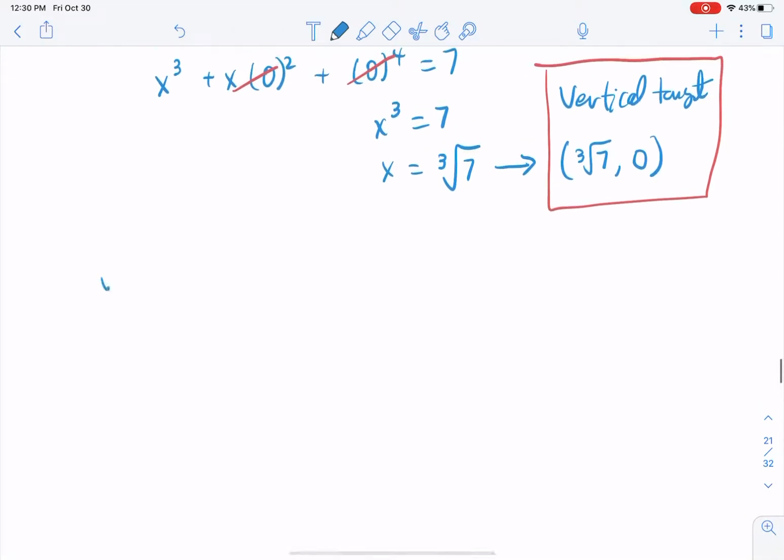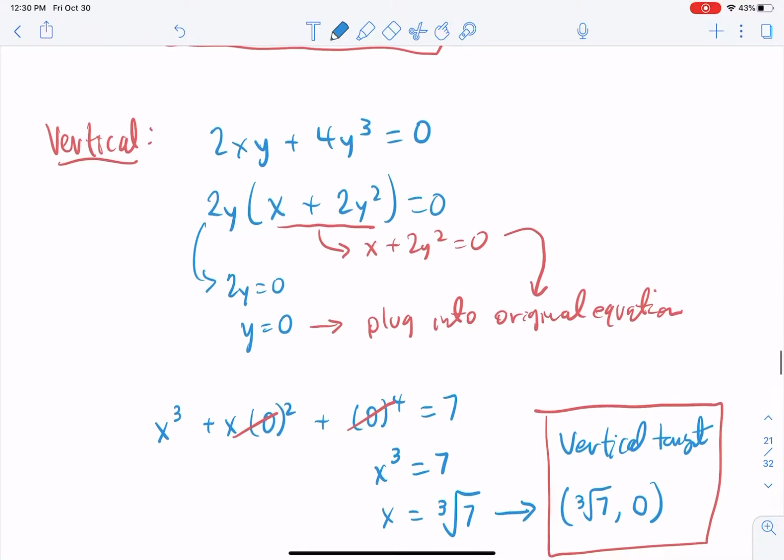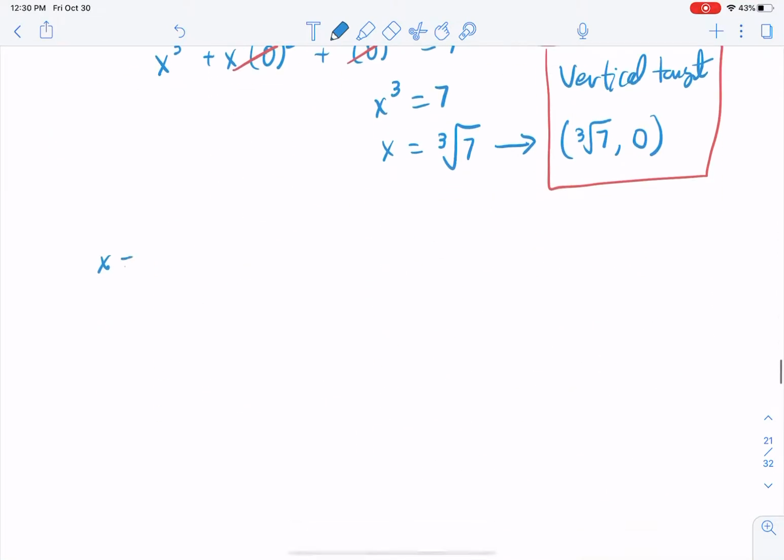So here we have, I think it was, wait, we didn't actually subtract it over. Subtract over the 2y squared. So x is equal to negative 2y squared. I think I misspoke there. And then plug that into the original equation. My original equation, if memory serves me, is x cubed plus xy squared plus y to the 4th is equal to 7. Again, right off the top of my head. And we're going to plug that sucker in for all of my x's.